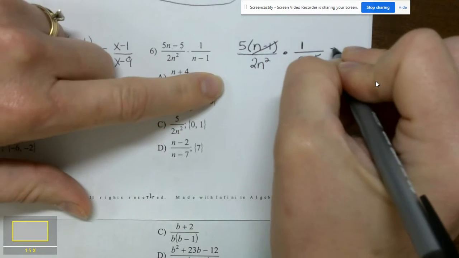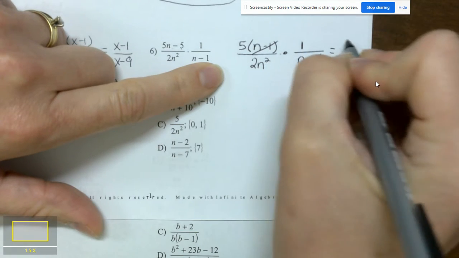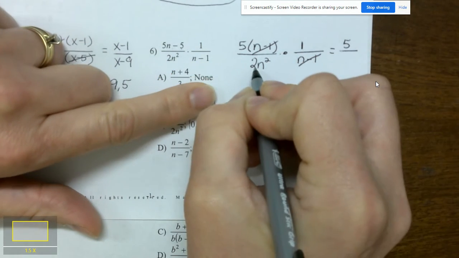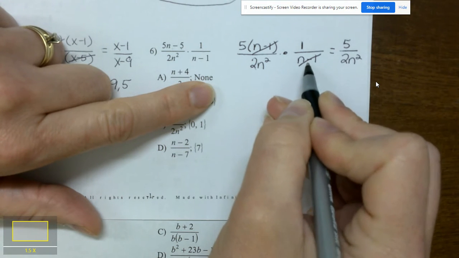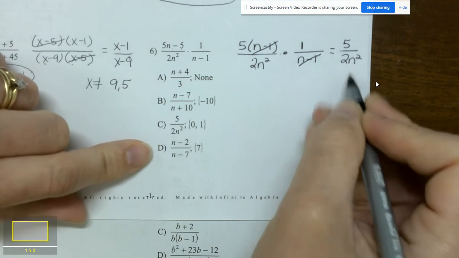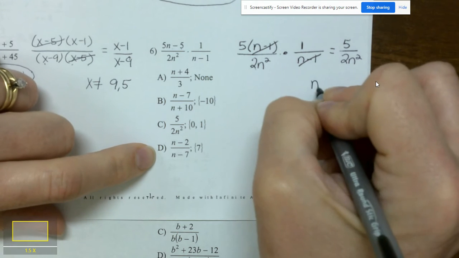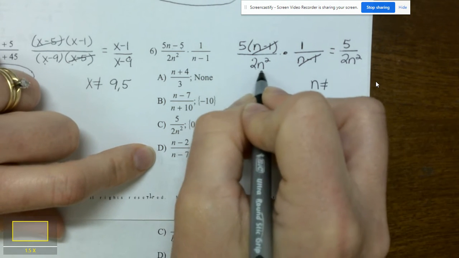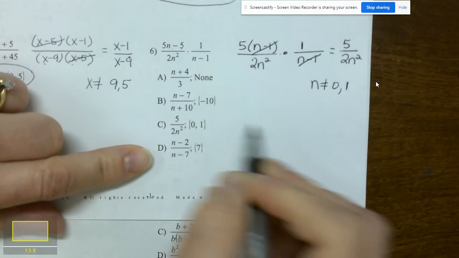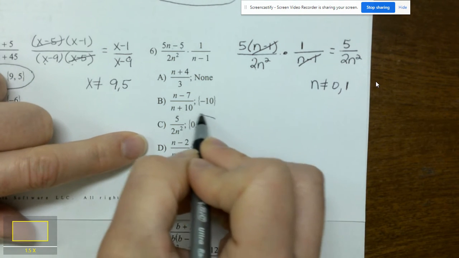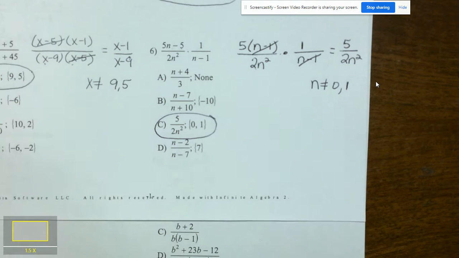So this is going to be equal to 5 times 1, which is 5, over what's left on the bottom, which is 2n squared, because we canceled this part out. So 5 over 2n squared, and then what can n not be equal to? It can't be 0 here, and it can't be 1 here. So if we come over here, our answer is going to be choice C.